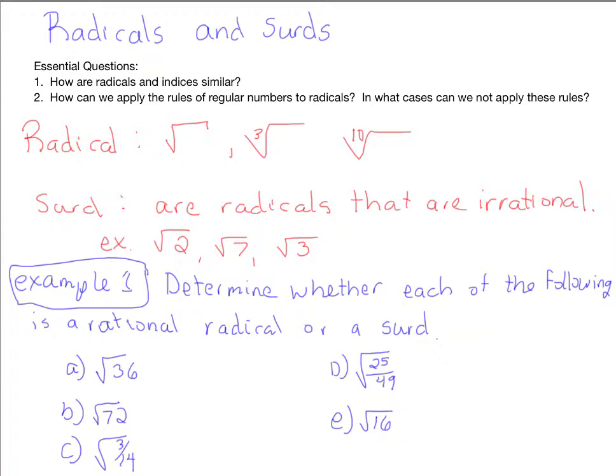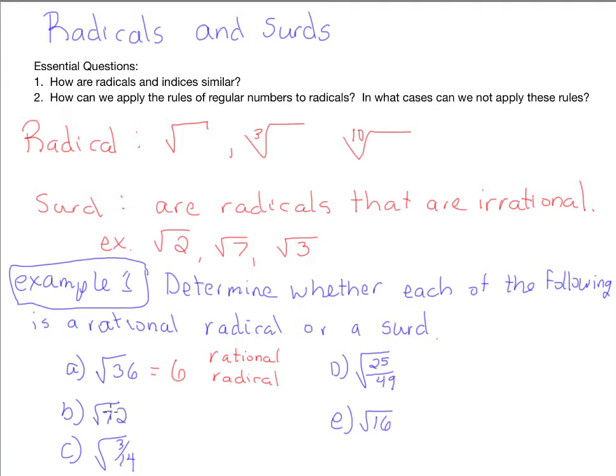Example 1, determine whether each of the following is a rational radical or a surd. Let's look at the square root of 36, which simplifies down to 6 since it's a perfect square. 6 is a rational number, can be written as 6 over 1 or as a fraction, so therefore this is an example of a rational radical.